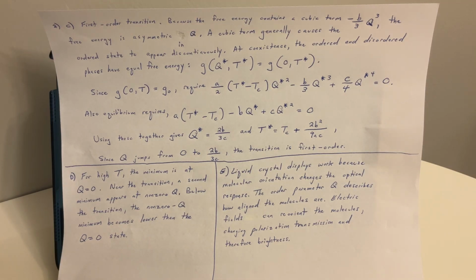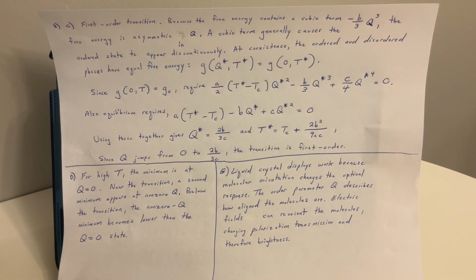Okay. Part D, they wanted us to describe the free energy landscape above and below T sub C. So, for high T, the minimum is at Q equals 0. Near the transition, a second minimum appears at non-zero Q. Below the transition, the non-zero Q minimum becomes lower than the Q equals 0 state.